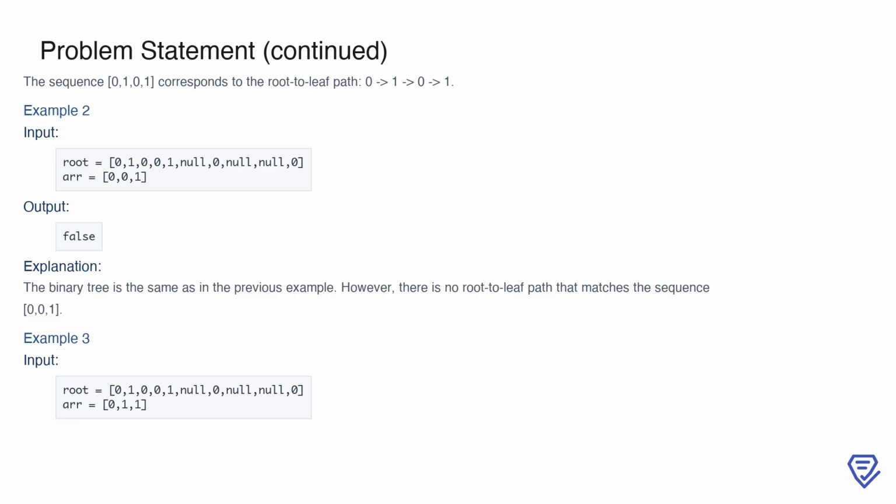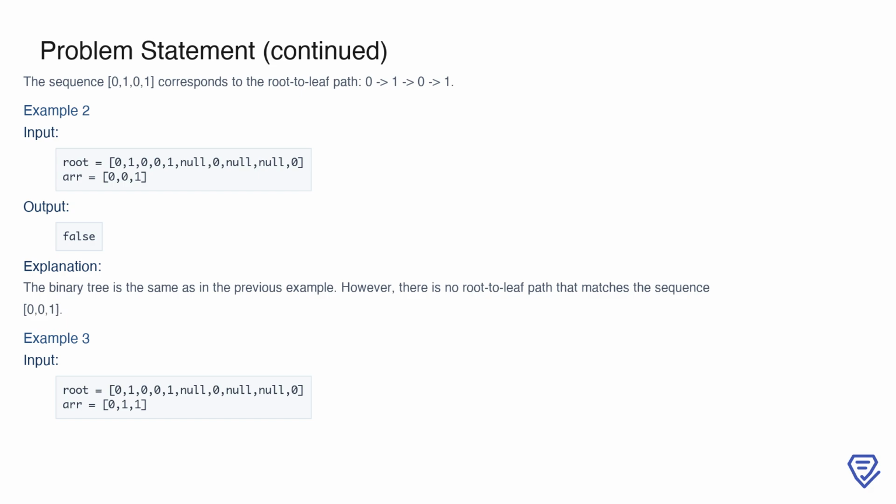Now let's consider another example with the same binary tree, but this time the sequence array is 0, 0, 1. Here, we start at the root, which matches the first value of the sequence, and move to the right child with the value 0, which matches the second value. However, there is no child node with the value 1 to continue the sequence. This means that no root to leaf path in the tree matches the sequence 0, 0, 1. As a result, the output for this case is false.